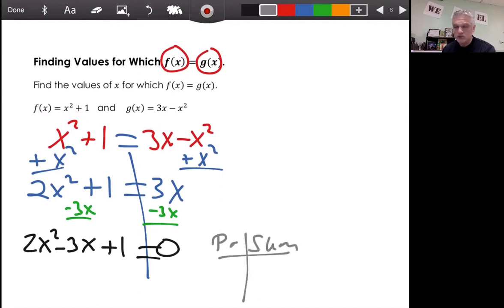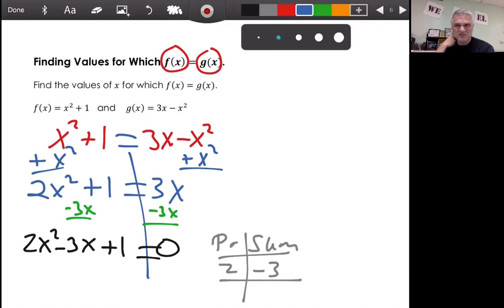So we got a times c. Now, I don't care if you're doing slip, divide, and slide. I don't care if you were going to do grouping, right? Whatever floats your boat. I'm just going to do the product sum and see if it works. 2 times 1 is 2, so that's got to be the product. And the sum has got to be -3. All right, well, 2 is pretty easy. The only factors of 2 are 1 and 2.